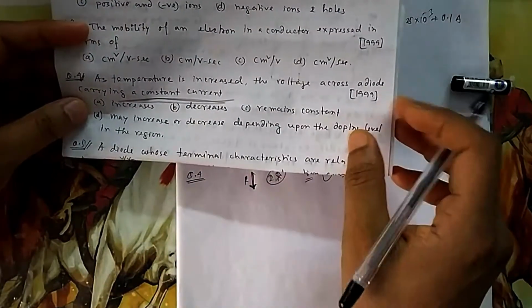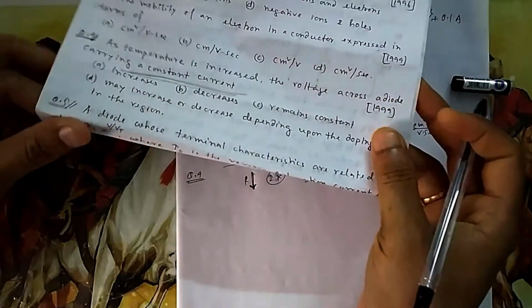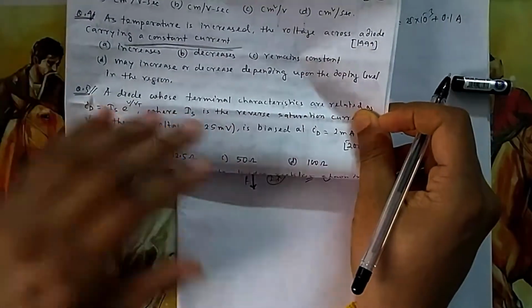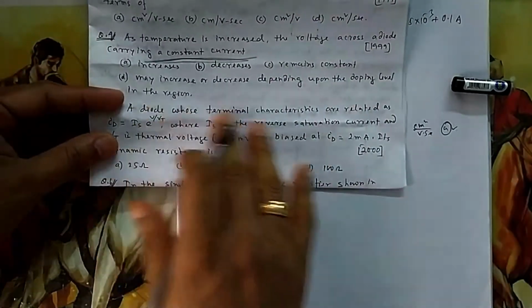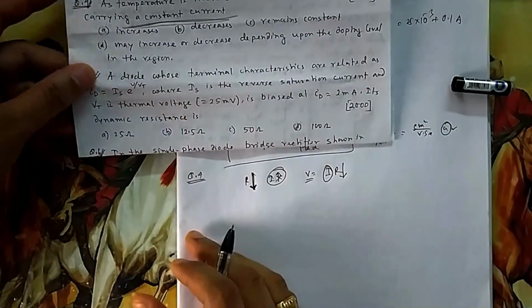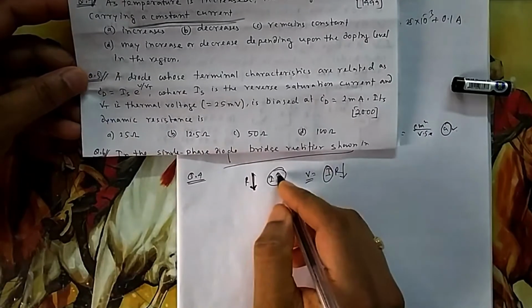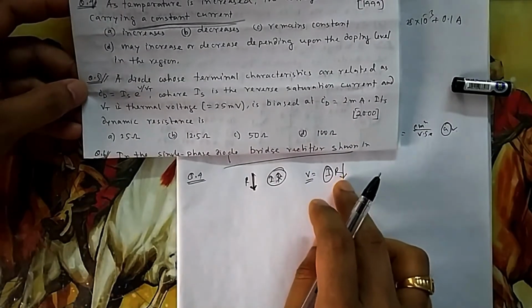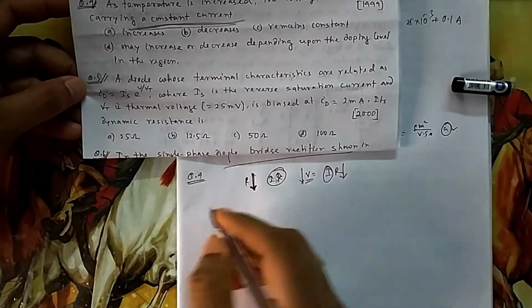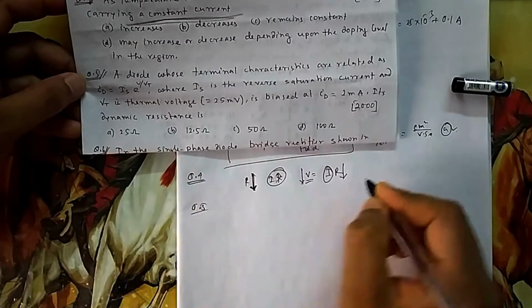decrease. Again, on the basic concept, if you increase the temperature, the electron will get more energy and more movements will be there, so current will increase, that means resistance is decreasing. But here current cannot be increased, as a result voltage will also decrease. So this is option B.